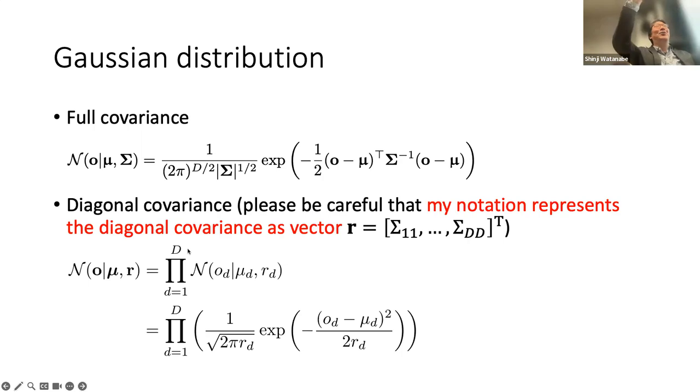This means that the off-diagonal elements are zero, and only the diagonal elements are non-zero, and they should also be positive. This type of Gaussian is called the Gaussian distribution with diagonal covariance in my lecture, and it is quite easy. Once it is diagonal, we can factorize it over each dimension, because we don't care about the correlation. So the equation is further simplified. It's just a multiplication of scalar, single Gaussian distributions.